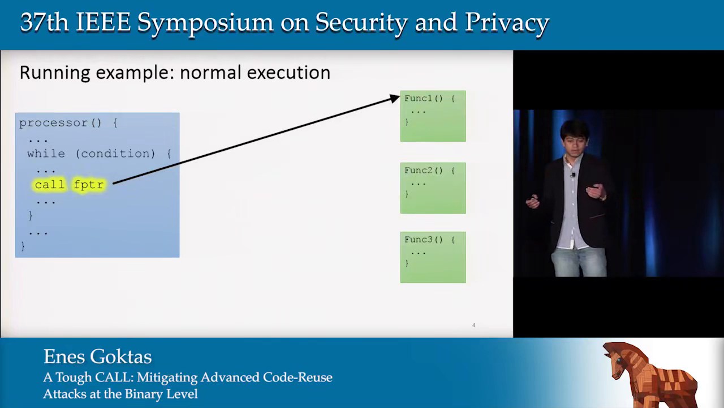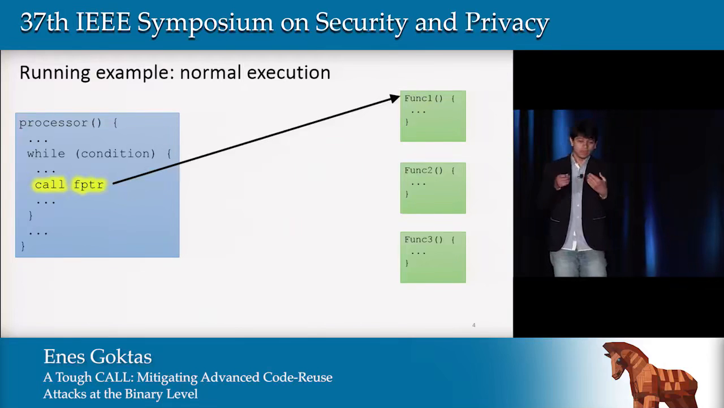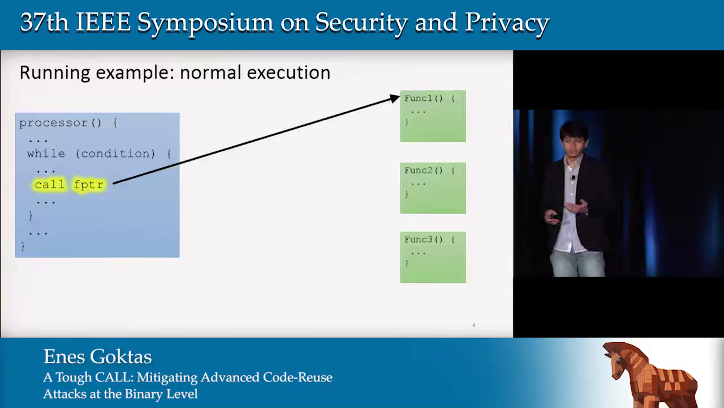But here we take 3 functions from the program, among others. We take function 1 as an example. This indirect call is allowed to call function 1, but not function 2 and function 3.